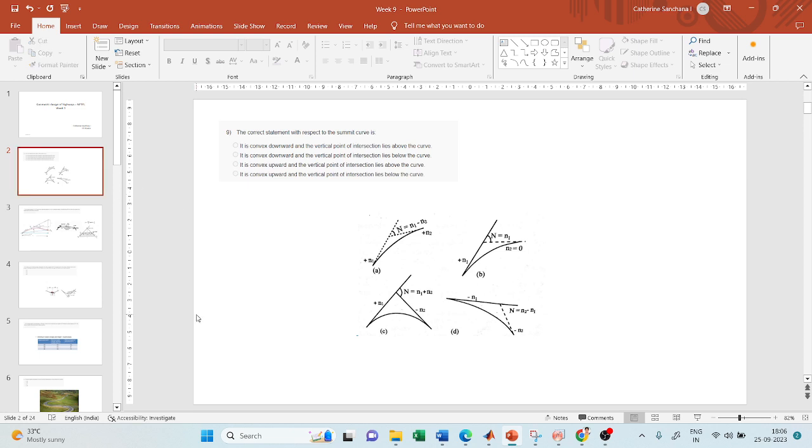The first question is: the correct statement with respect to the summit curve is. Since this question has brought out the topic of summit curve, let us first have a brief understanding about vertical curves, of which summit curve is a part. For vertical alignment, we saw that vertical alignment means a change in grade, a change in level.